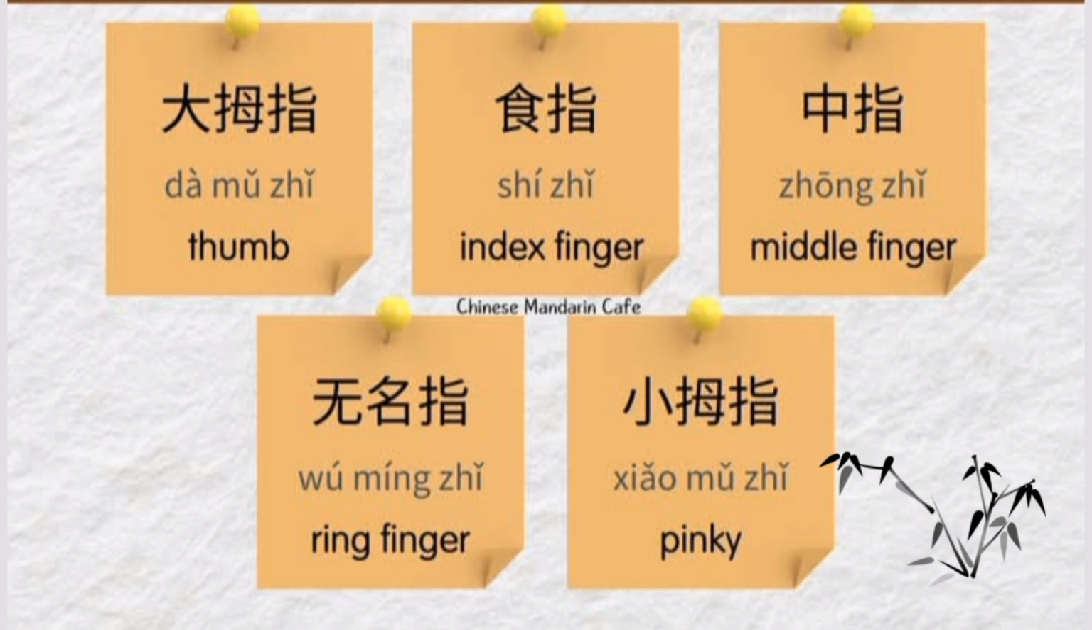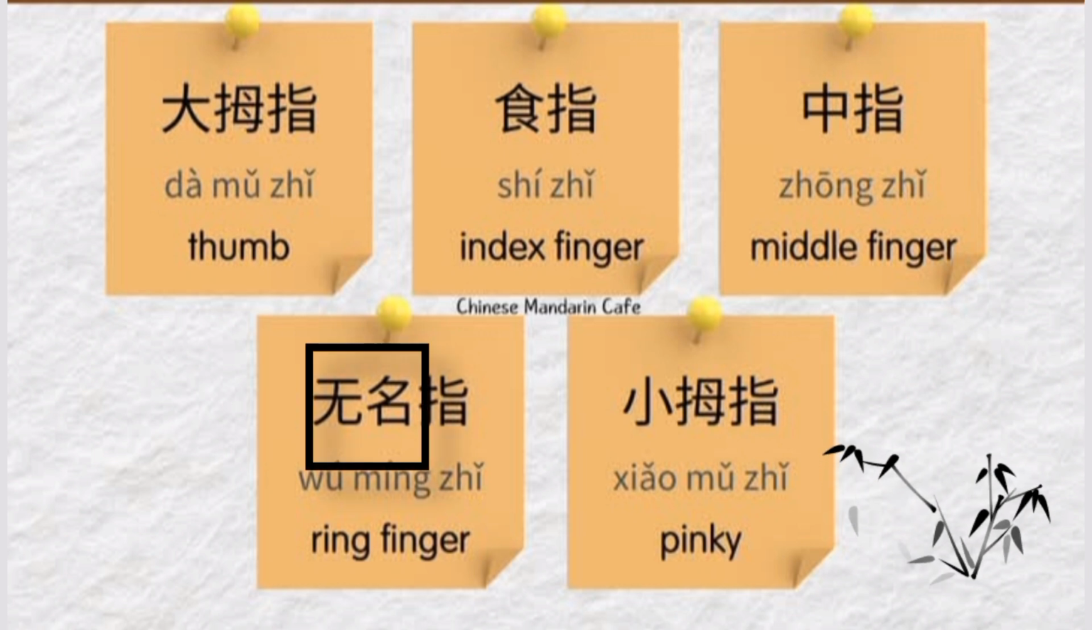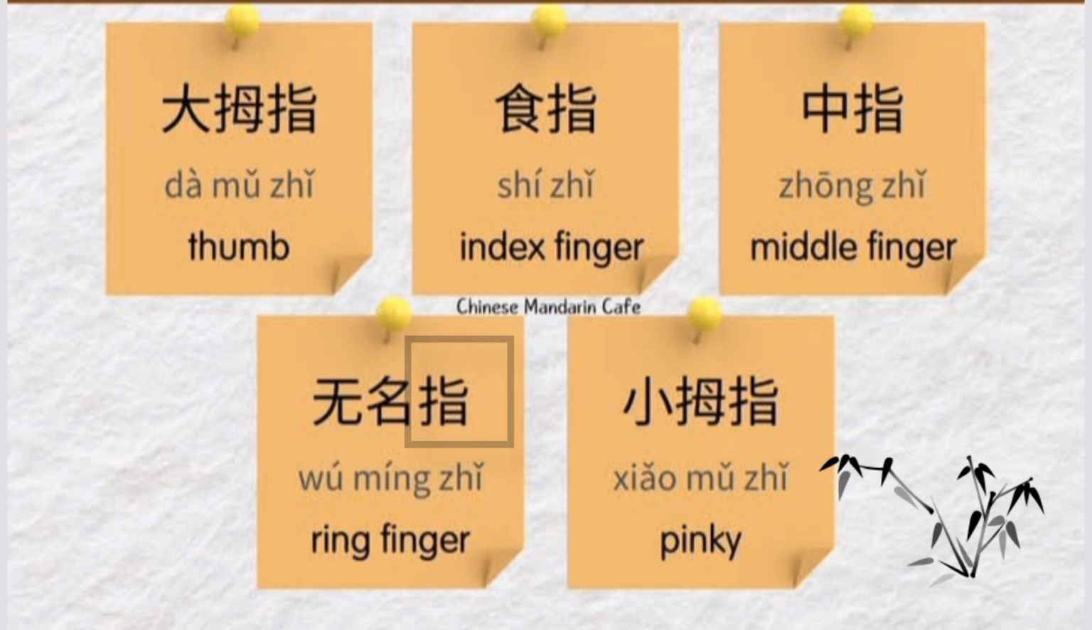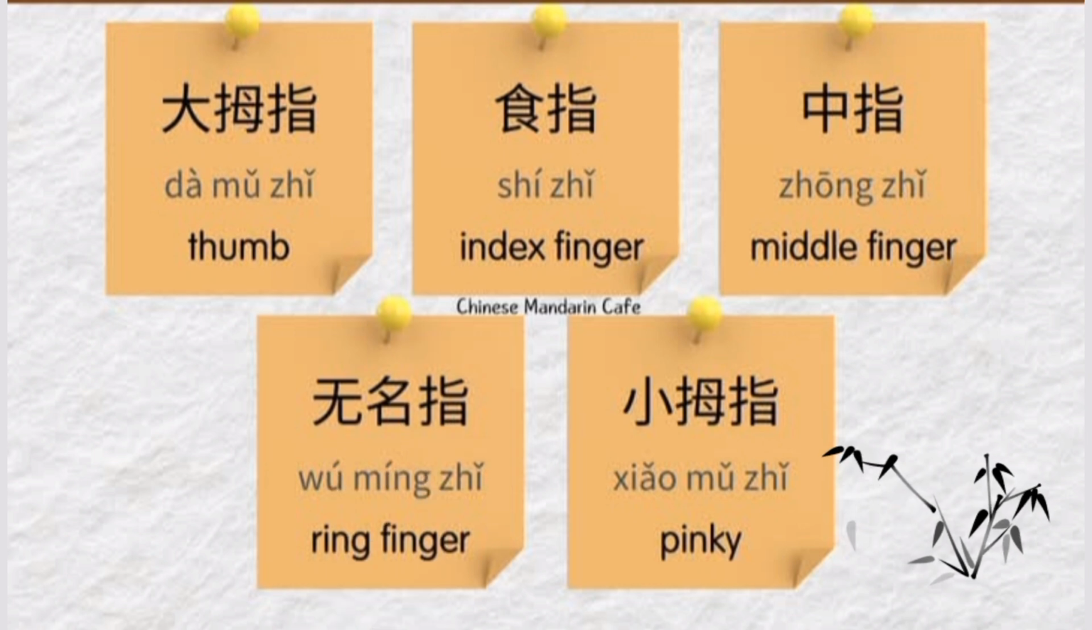First two characters are 无名, which literally means nameless finger. It is called this because, traditionally, it didn't have a specific name in Chinese. This is the finger where wedding rings are worn, just like in many other cultures. Second character is 指, it stands for finger as we learned already. So together it makes 无名指. Great, let's move to our next finger.